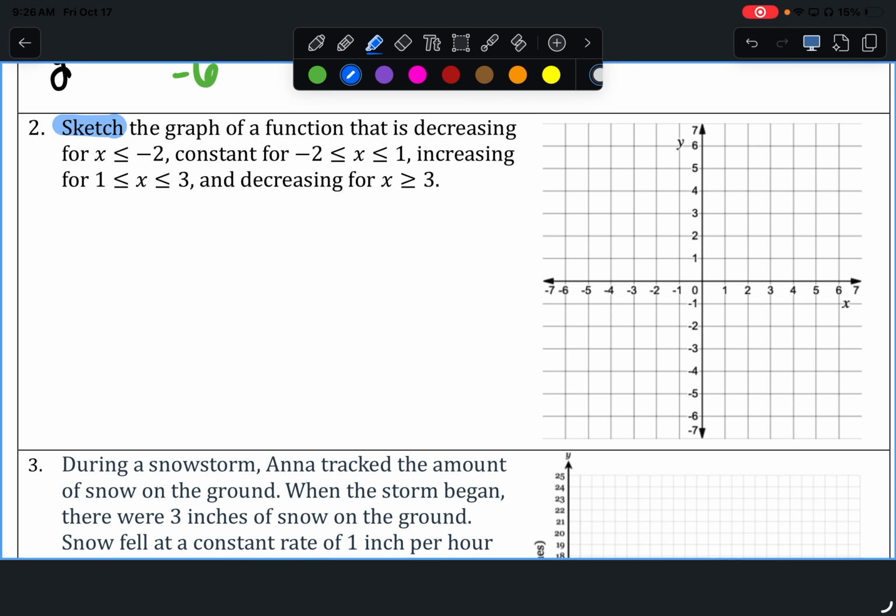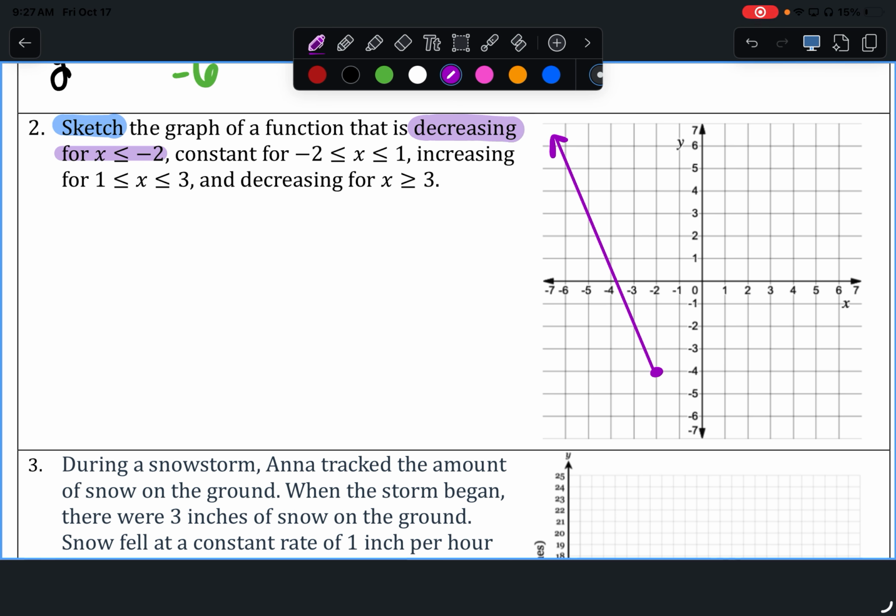So first, it asks you to sketch the graph of a function that is decreasing for x less than or equal to -2. So when x is less than -2, does that graph need to go up or down? Down. So we're going to draw a line that goes down till x is equal to -2.